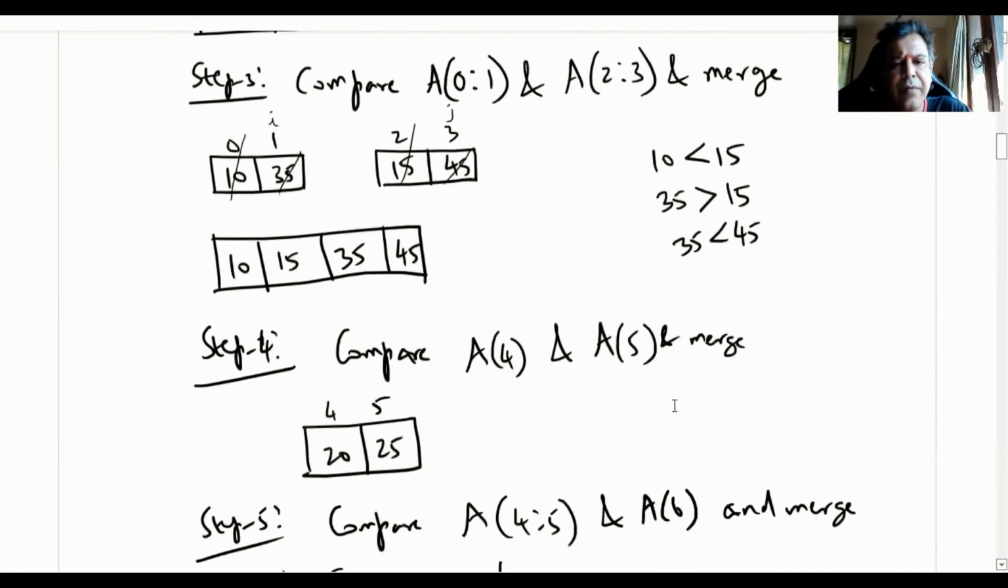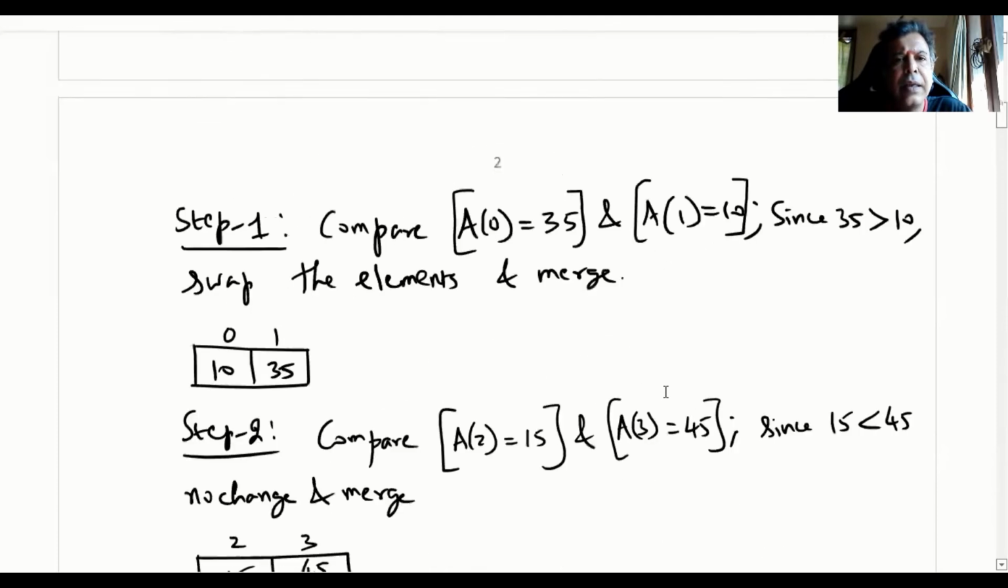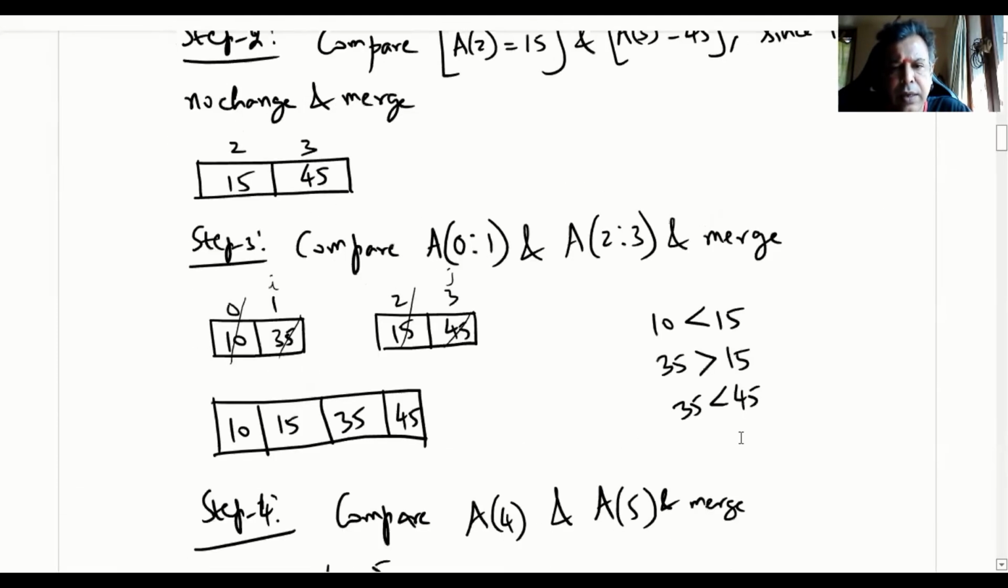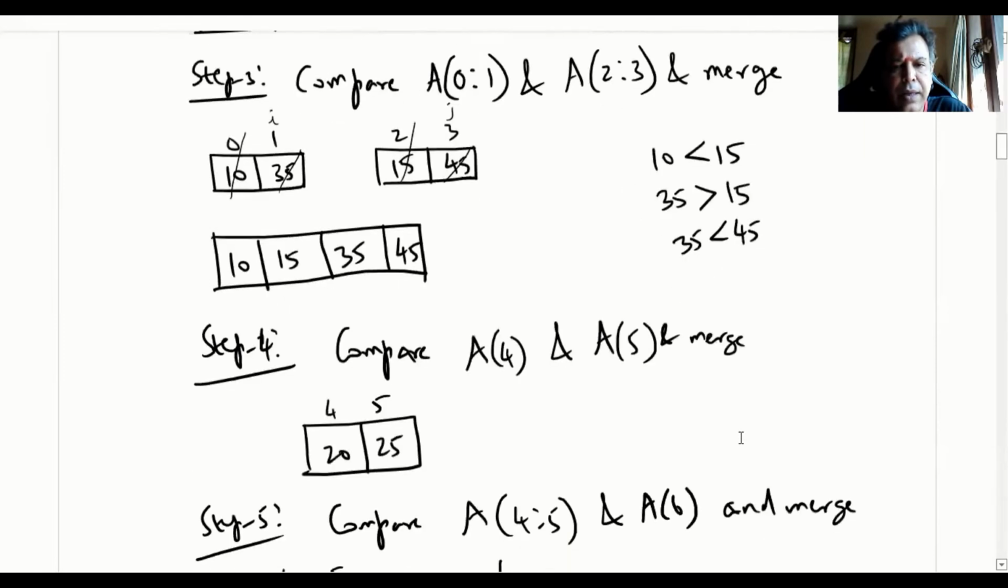Then we will compare A4 and A5. Here it is, this one, A4 and A5. And we notice that 20 is lesser than 25. So we write it in this order, 20 and 25.